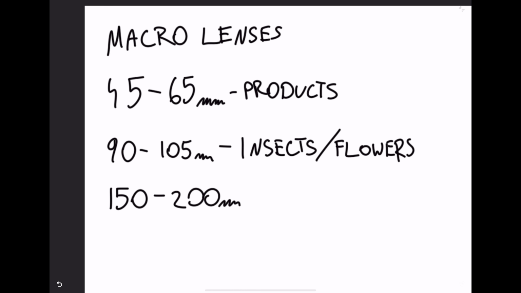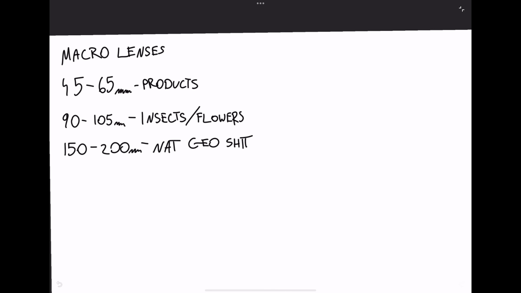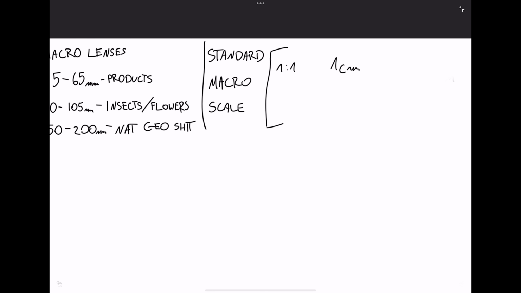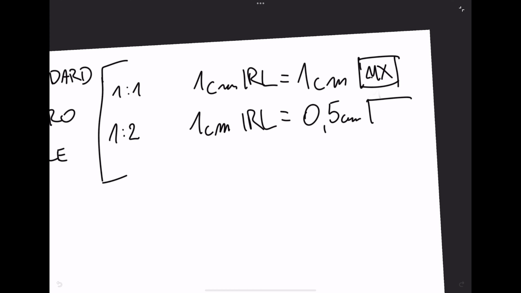So that's how. We also have specialized telephoto lenses for National Geographic stuff. So you have to be farther away from the thing you're trying to portray. So this thing won't even know that you're filming it. So there's that. But did you know we also have a standard macro scale, which goes like this. We have 1:1, which means that 1 centimeter in real life equals 1 centimeter on your matrix. Then we have 1:2, and this one is 1 centimeter IRL equals half a centimeter on a matrix.